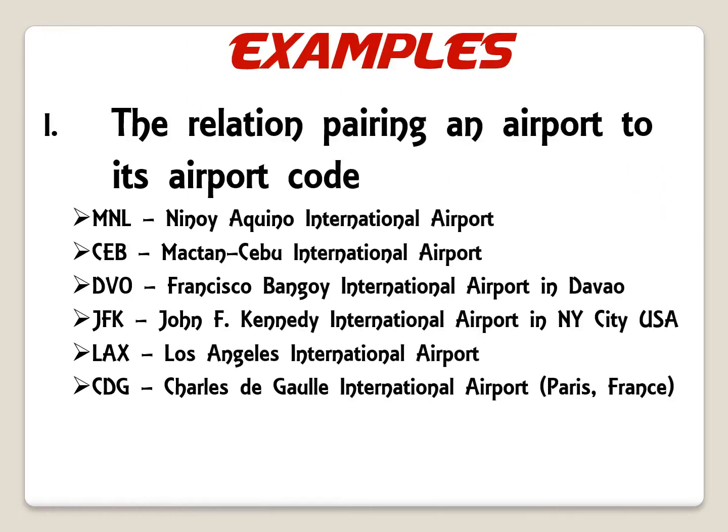This time, let's have this example. The relation pairing an airport to its airport code. For example, you have here Los Angeles International Airport. The airport code is LAX, L-A-X. While Ninoy Aquino International Airport, the code is MNL. So you will notice that each airport has its corresponding airport code. So therefore, this is a one-to-one function.